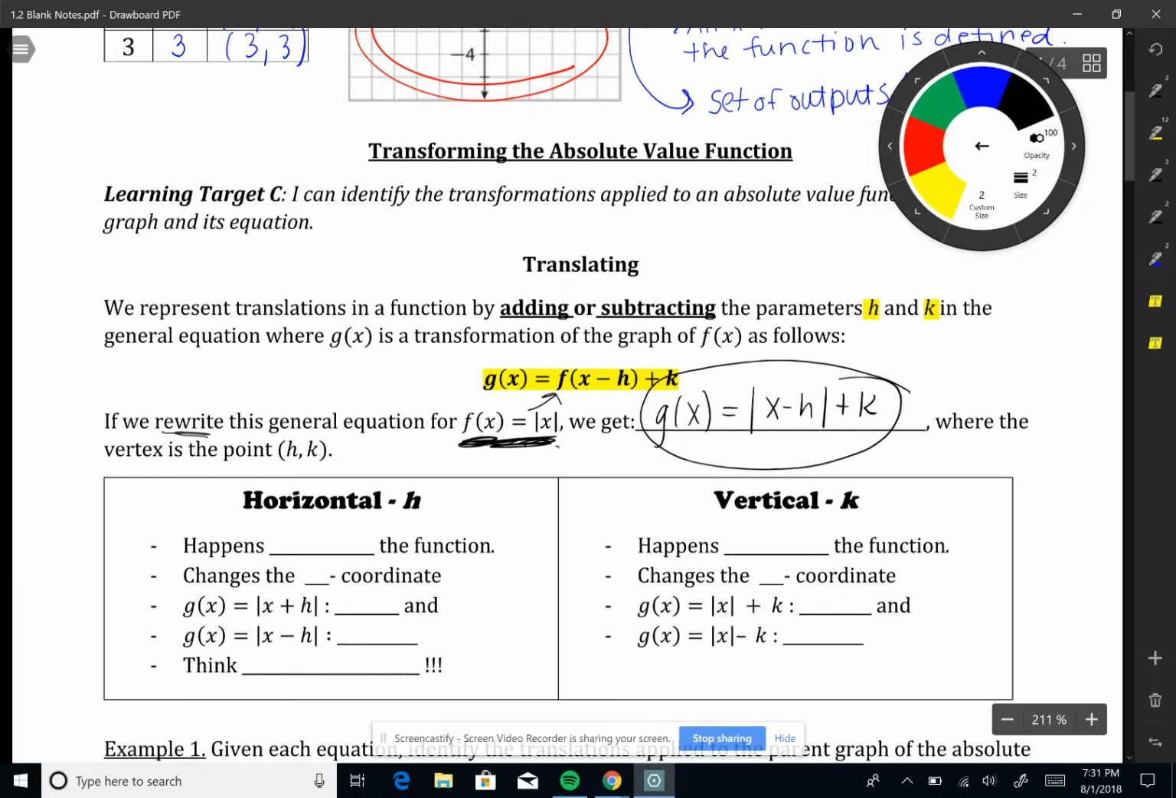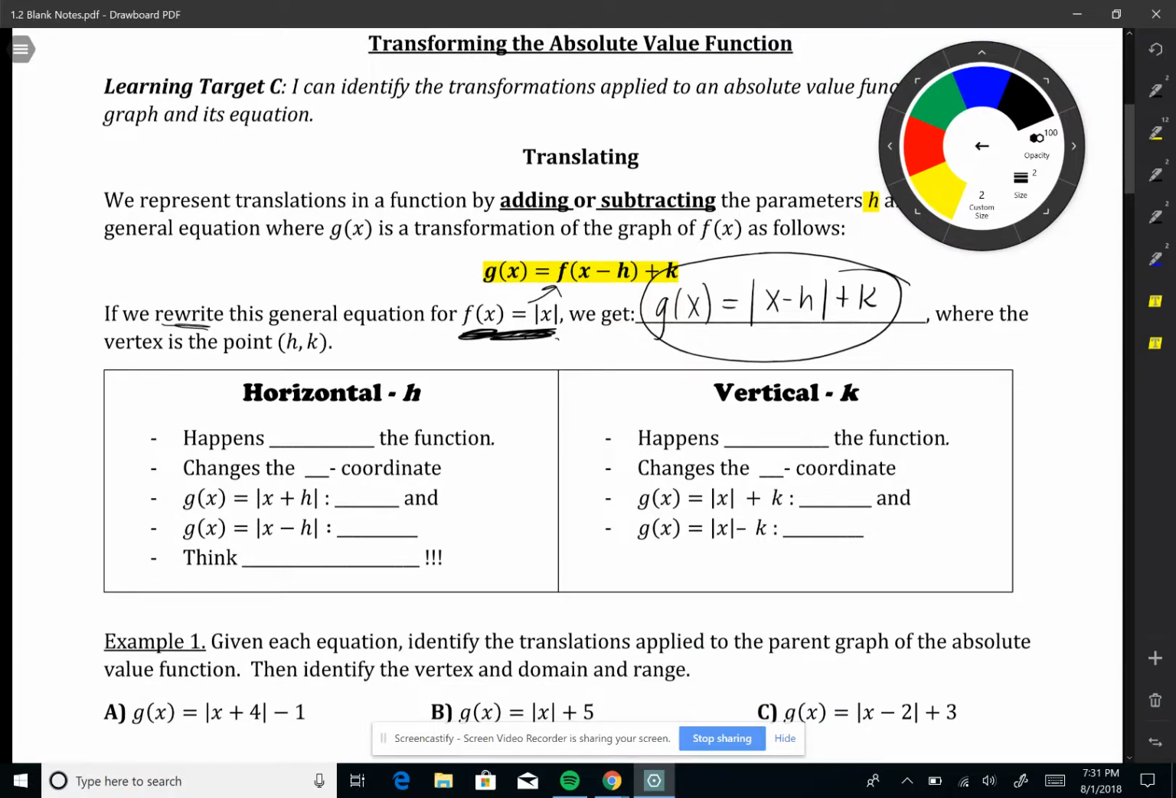Okay, we did a little exploration in the last lesson, so I hope that this is familiar. If we are going to move right or left, that's a horizontal translation, and that is from our h value. And this happens inside the function. Because this is an absolute value function, it happens inside the absolute value bars. It changes the x coordinate because it's horizontal. And if we see g of x equals the absolute value of x plus h, we are going to move left. And if we have the absolute value of x minus h, we are going to move right.